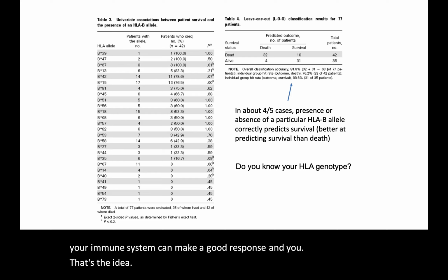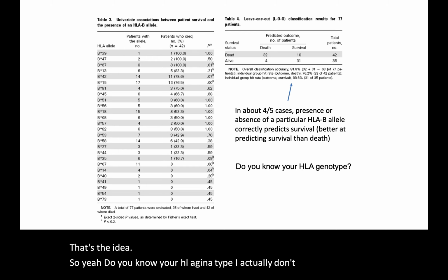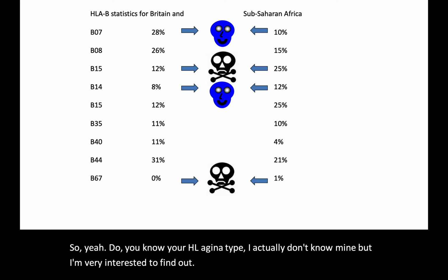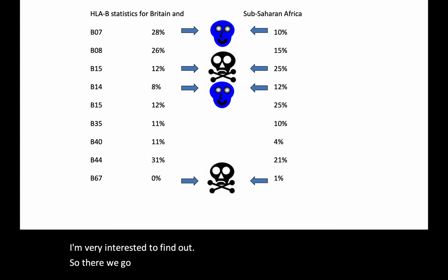So, do you know your HLA genotype? I actually don't know mine, but I'm very interested to find out. So, there we go. HLA B7 led to survival, and some of the others, B15 or B67, led to death.